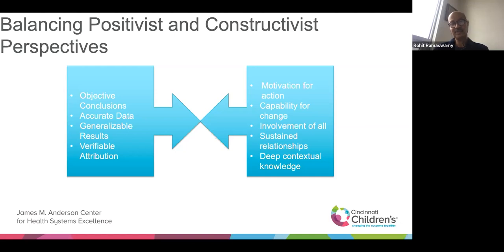So we need objective conclusions, we need accurate data, we need generalizable results, we need to be able to attribute, compared to what we have on the constructivist side. We really want to be thinking about getting everybody to be motivated for action. We want to make sure that everyone is involved. We need to get sustained relationships. We need to have deep contextual knowledge. How do we balance these two things?